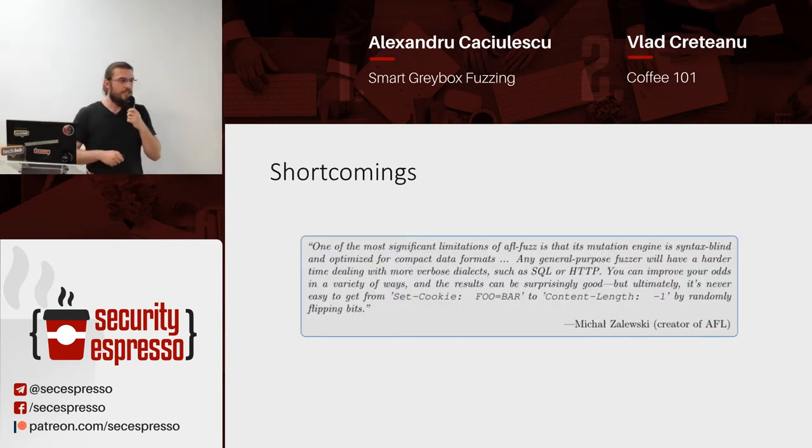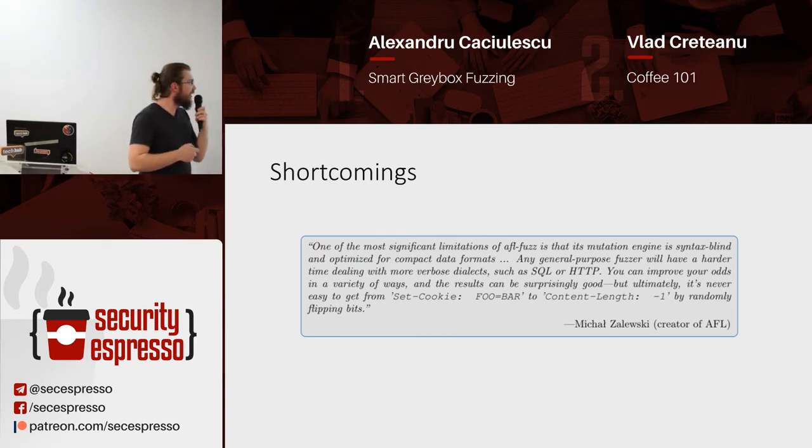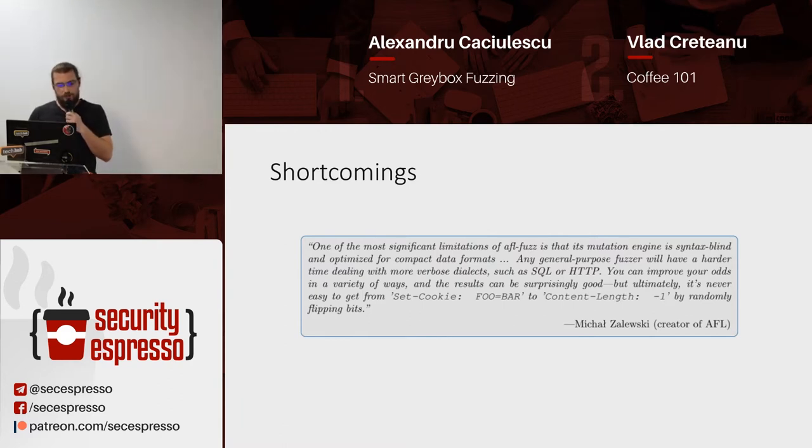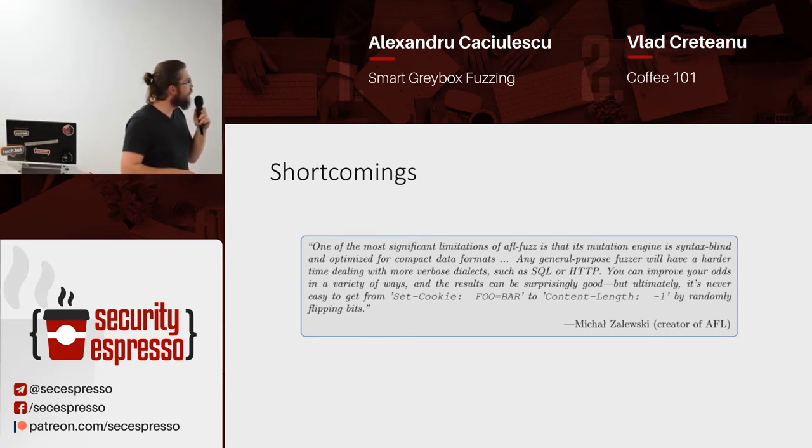Now, what's one of the main shortcomings of AFL and what it cannot do? And this is a direct quote from the creator of AFL. It goes something like this. One of the most significant limitations of AFL is that its mutation engine is syntax blind and optimized for compact data formats. And basically, in the end, it's never easy to get from something like set cookie foobar equal to set content length minus one just by randomly flipping bits. That's theoretically possible given an infinite amount of time, but it's not practically feasible if it's unaware of its input structure.